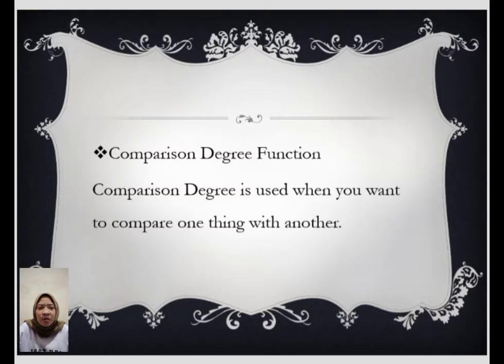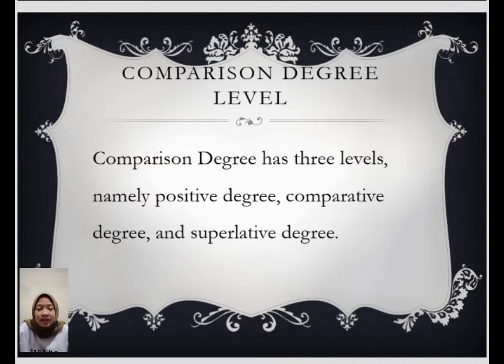What is the function of comparison degree? Comparison degree is used when you want to compare one thing with another. Comparison degree level. Comparison degree has 3 levels, namely positive degree, comparative degree, and superlative degree.